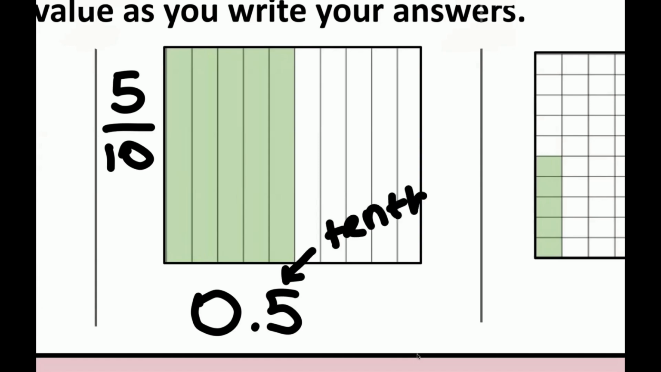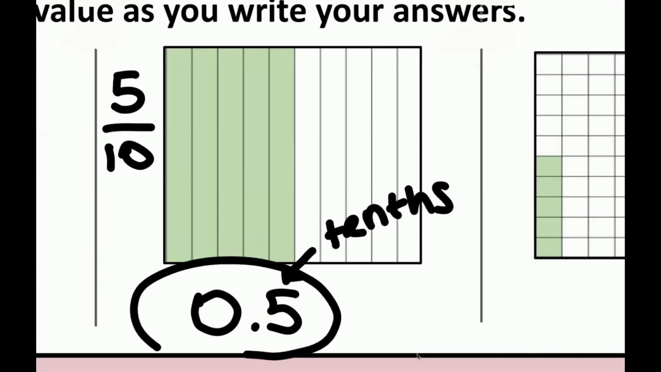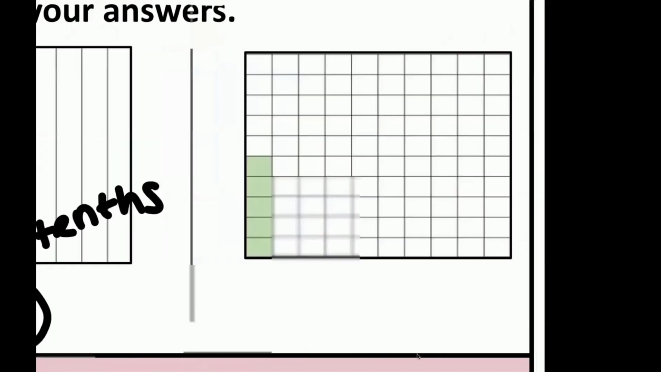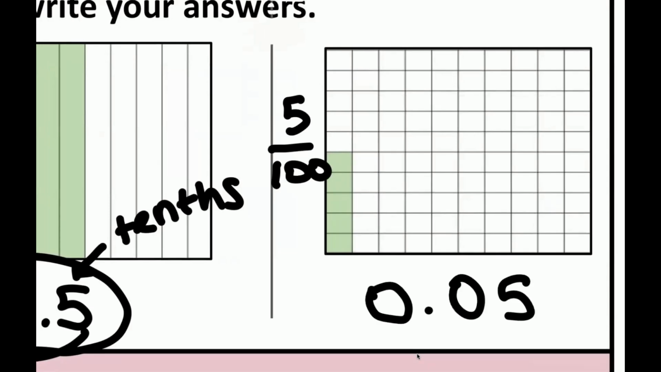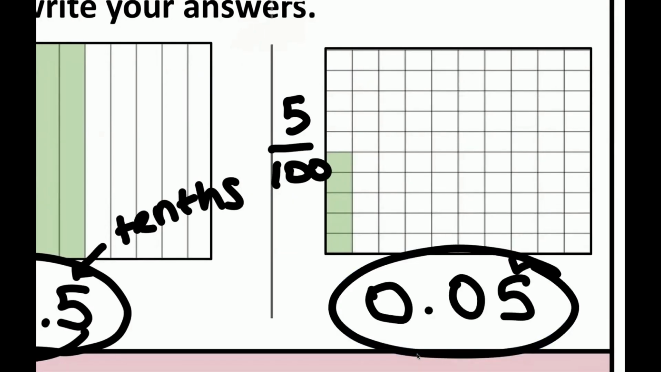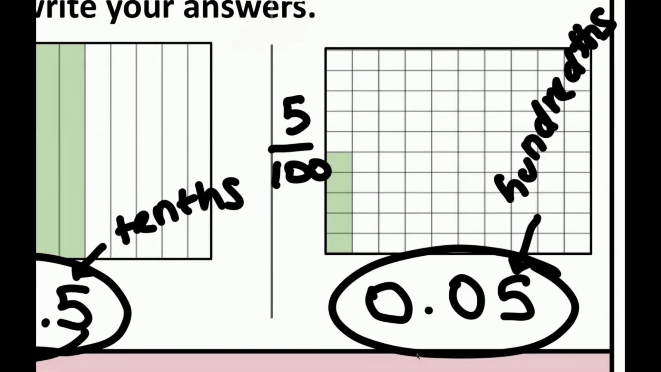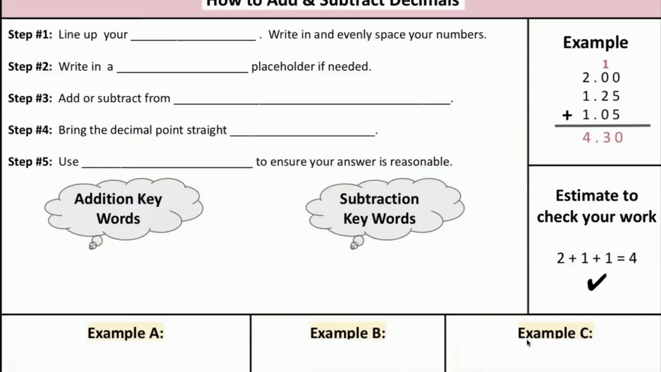The first number to the right of our decimal is the tenths place. And then for our last image, we have 5 out of 100 shaded. And to write 5/100 as a decimal is 0.05. The hundredths place is 2 numbers to the right of the decimal. So 5/100. Let's take a look at our notes.